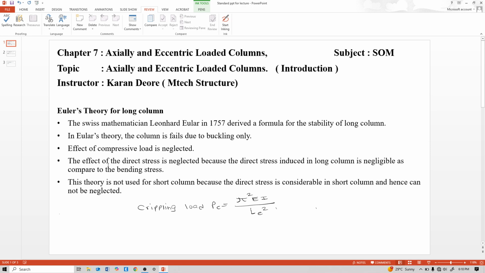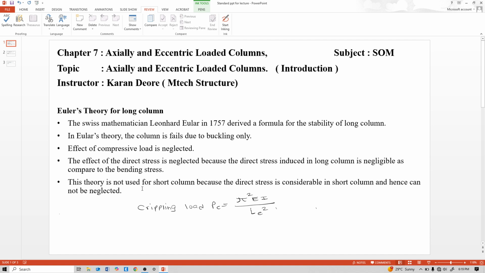That's why, see the fourth bullet point: the effect of direct stresses is neglected because the direct stress induced in the long column is negligible as compared to bending stresses. Due to this buckling, bending stresses are greater than the direct stresses. So the fifth bullet point is: this theory is not used for short column because the direct stress is considerable in short column and hence cannot be neglected.